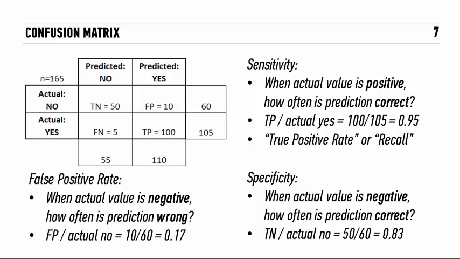Sensitivity is also known as the true positive rate. When the actual value is positive, how often is the prediction correct? That's the true positive rate. When the actual value is negative, how often is the prediction wrong? That is the false positive rate. I'll just leave you with that for right now to refer back to.